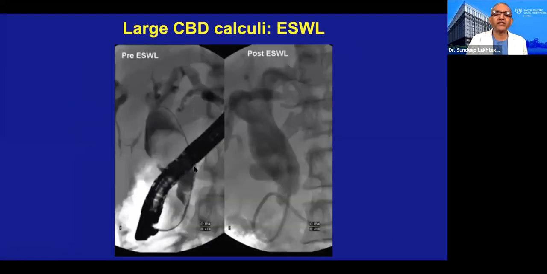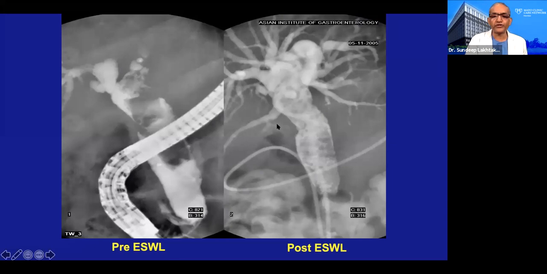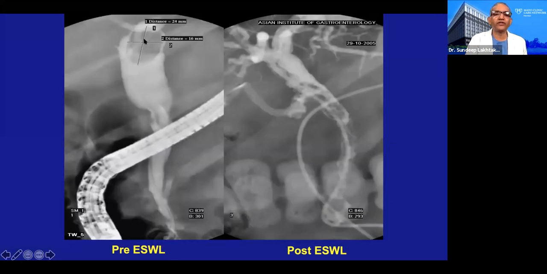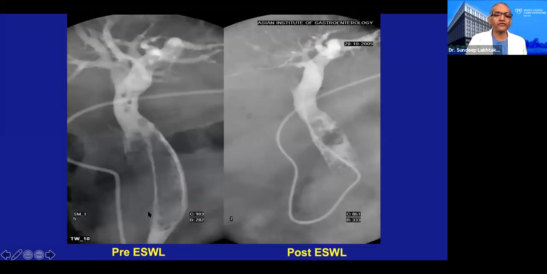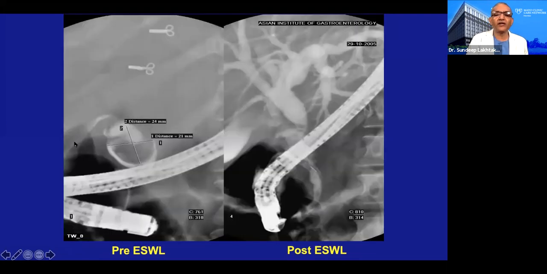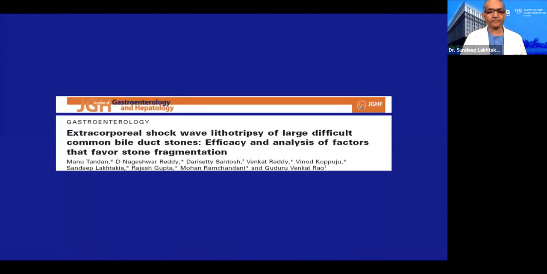Some other examples I would like to show: a large stone here, broken down well and then cleared off. This is what we showed earlier. This is the stone example that I showed in the beginning. This is how it looks later on. This was the large stone which I mentioned earlier. Now it's broken down quite well. And the other example that I showed has also come out quite well. So all these stones, any difficult stones, can be removed or pulverized, and then ERCP can be done.